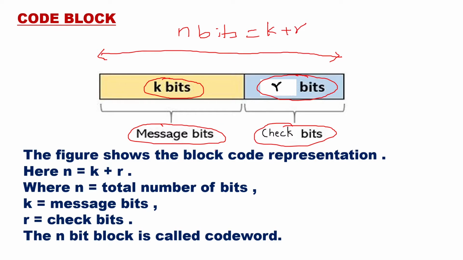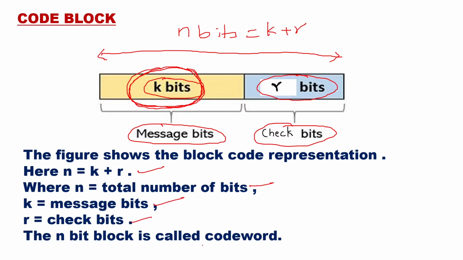Okay. So here in the description below we have told the figure shows the block code representation. So this is a block of information, one block of information. The longer information is broken down into many blocks. So this is one block of information to which you are adding certain extra bits. So here n is equal to k plus r. This is what we have shown, where n is equal to total number of bits, k is equal to message bits, and r is equal to check bits.